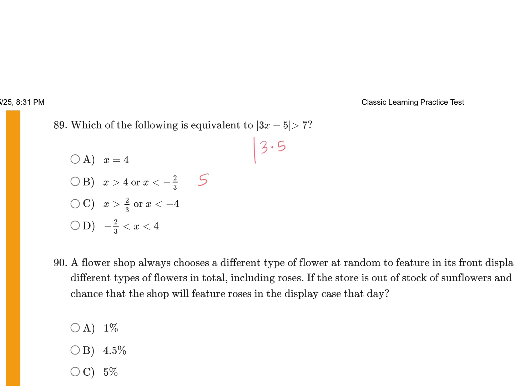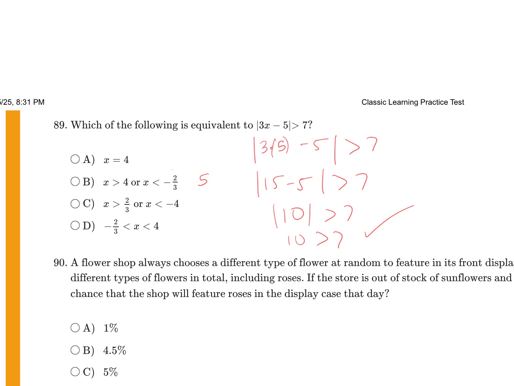The absolute value of 3 times 5 minus 5 greater than 7, right? I could use a dot or I could use parentheses for multiplication. So this is 15 minus 5. That's 10 absolute value. So is 10 greater than 7? Yep, that's true. So x greater than 4 works.